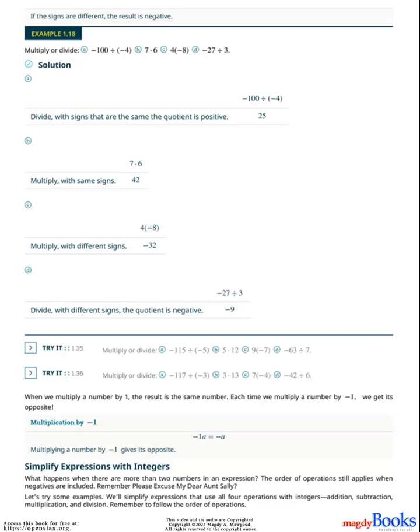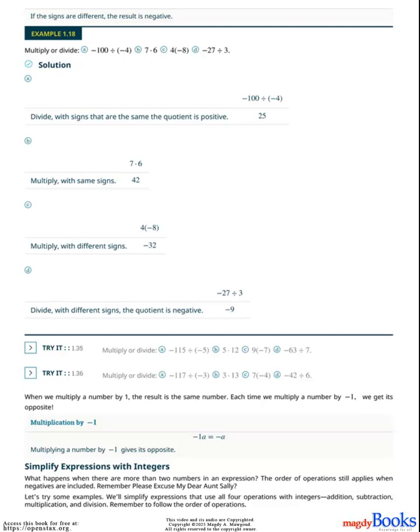When we multiply a number by 1, the result is the same number. Each time we multiply a number by negative 1, we get its opposite. B. Multiplication by negative 1. Negative 1 times a equals negative a. Multiplying a number by negative 1 gives its opposite.